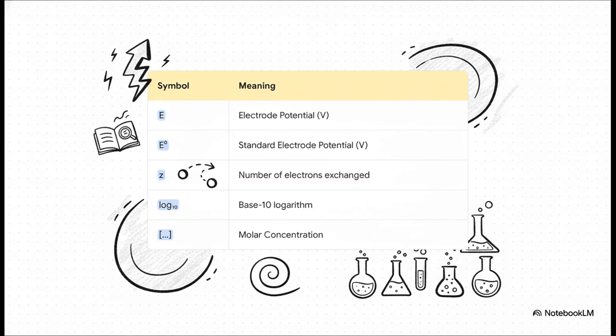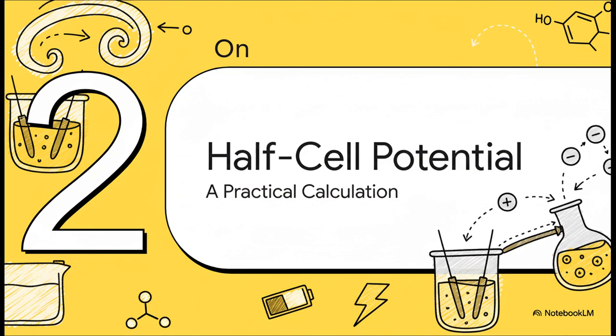E, that's our prize, that's the actual potential we're solving for. E naught, that's your baseline, the standard value you just look up in a table. Z is simply how many electrons are jumping ship in the reaction. For our zinc and copper example, that's 2. And the brackets, that's just chemist speak for the concentration of your chemicals. Simple as that. All right, enough theory.